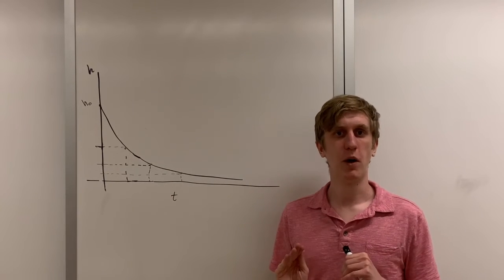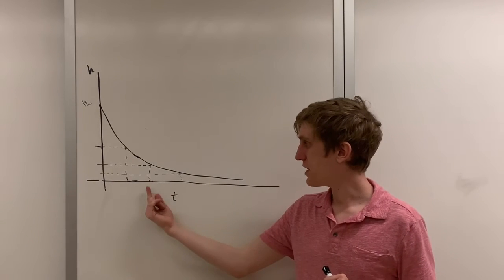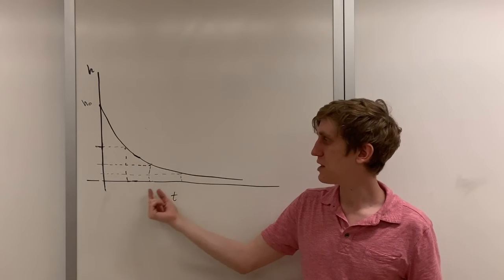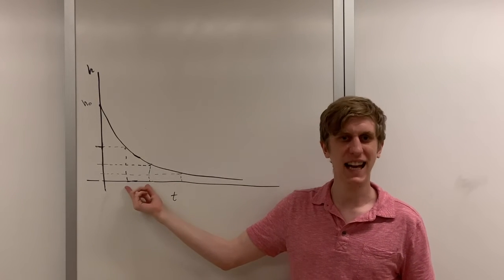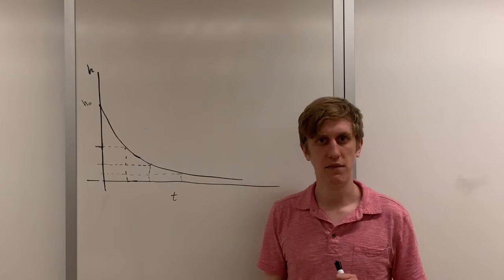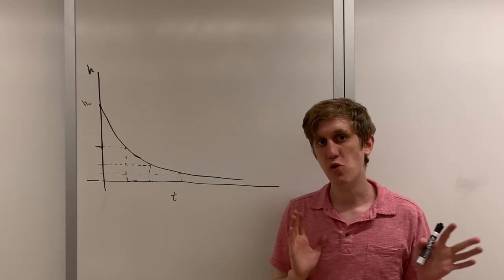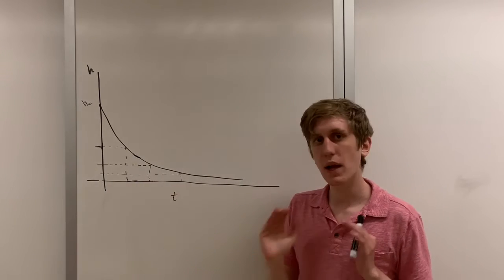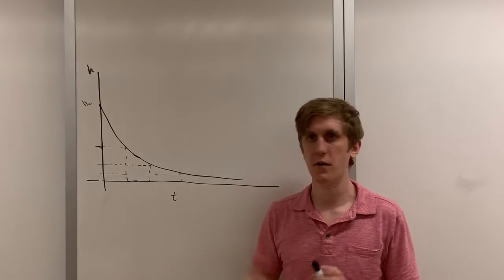If my drawing was perfect, then the amount of time from the second half-life to the third half-life would be exactly the same as the time from the first half-life to the second half-life, and the time from the initial state to the first half-life. Unfortunately, my drawing is not perfect, but nonetheless, these time intervals are relatively close to these time intervals.